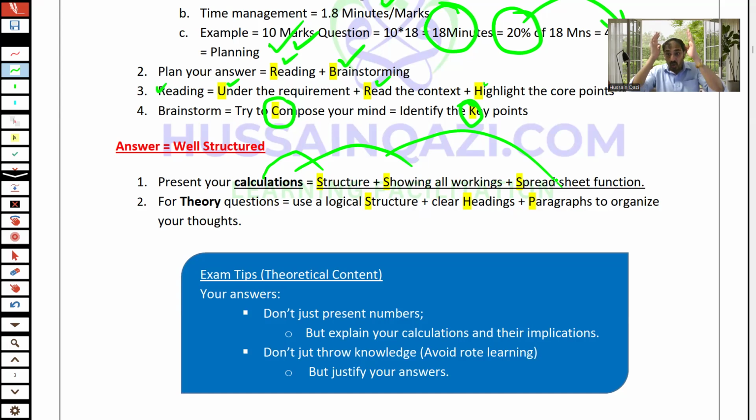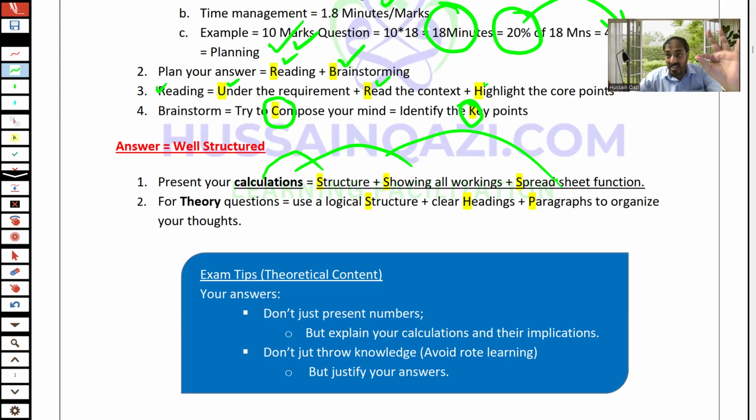Number 3, use all spreadsheet functions, either for NPV or for IRR, all spreadsheet functions. That is called presenting your calculation well structured. About theory, all the things I will work out. Whatever I'm saying here, I will apply with a particular question.